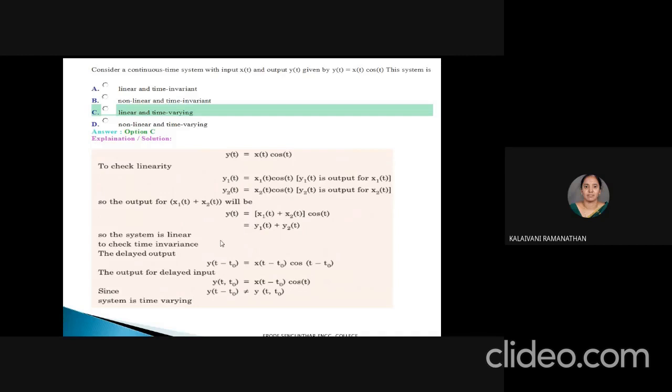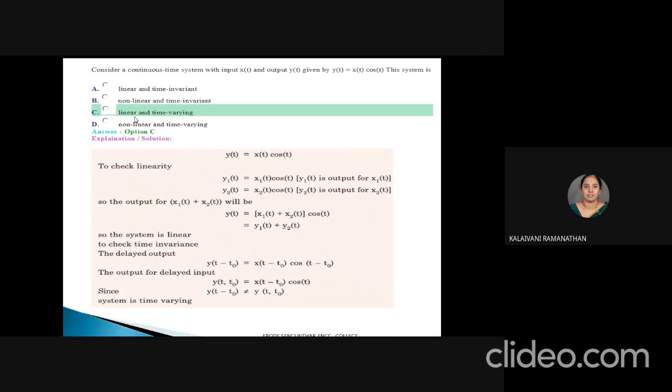When you check the time invariance, when you delay the input alone, you will get the term as x of t minus t naught into cos t. But if you delay the output wholly, it will be x of t minus t naught into cos t minus t naught. So these two are not matching. So you have to tell that it is a time varying system. So in this case, you have to choose the option C since it is a linear and time varying system.